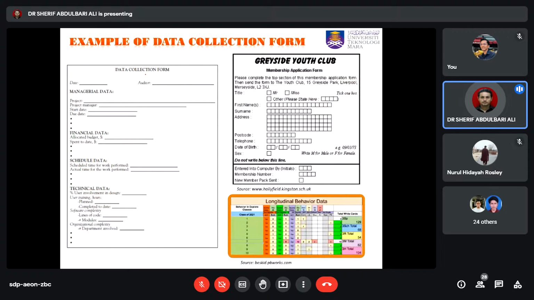So these are some examples of how to collect the data using forms. This is form number 1, form 2. There are a lot of forms that you can use to help you collect the data. The auditors collect the project name, who the project manager is, when he started, and the due date for the projects.